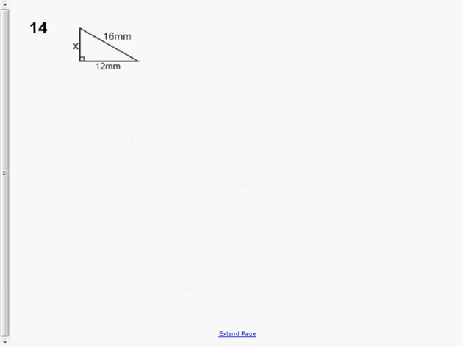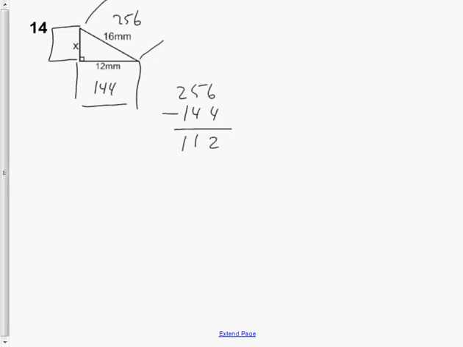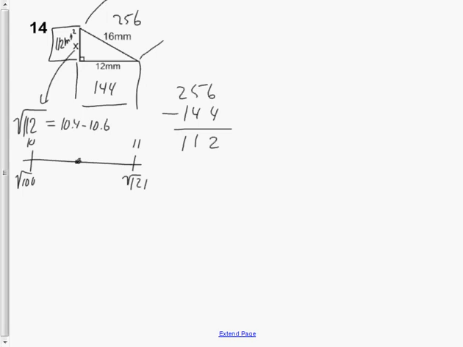Question 14 is just a missing leg of a right triangle. So if I attach my squares here, this would be 144, this would be 256. So 256, take away the square I know, 144, would be 112. So the area of the square is 112 millimeters squared, and therefore the length of the side is exactly the square root of 112, or, since this is the square root of 100, which is 10, and this is the square root of 121, which is 11, probably right around the middle-ish or so, which would mean it's about, I don't know, anywhere from 10.4 to 10.6 or so. Somewhere in there is probably a good guess.